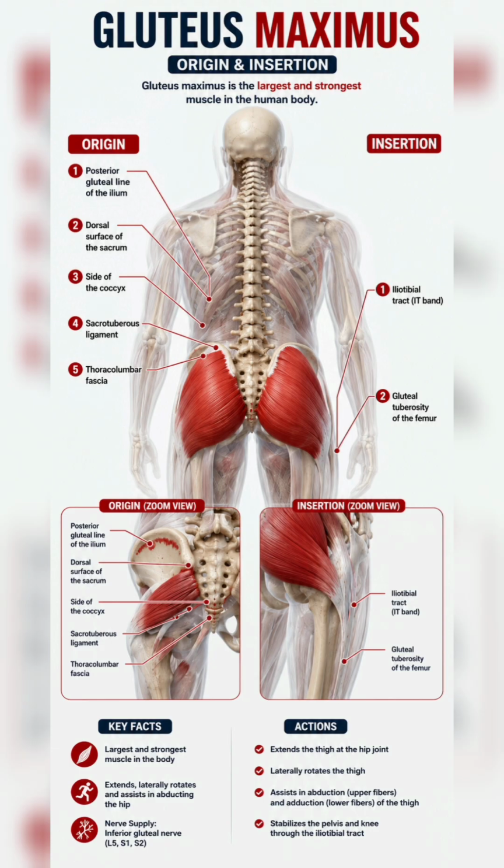The insertion point also has two points. The first one is the gluteal tuberosity of the femur. The second one is the iliotibial tract, also known as the IT tract. Okay. There are more than two origin points for this muscle, but the main origin points are the ilium and sacrum and coccyx. So remember that, it is more than enough.